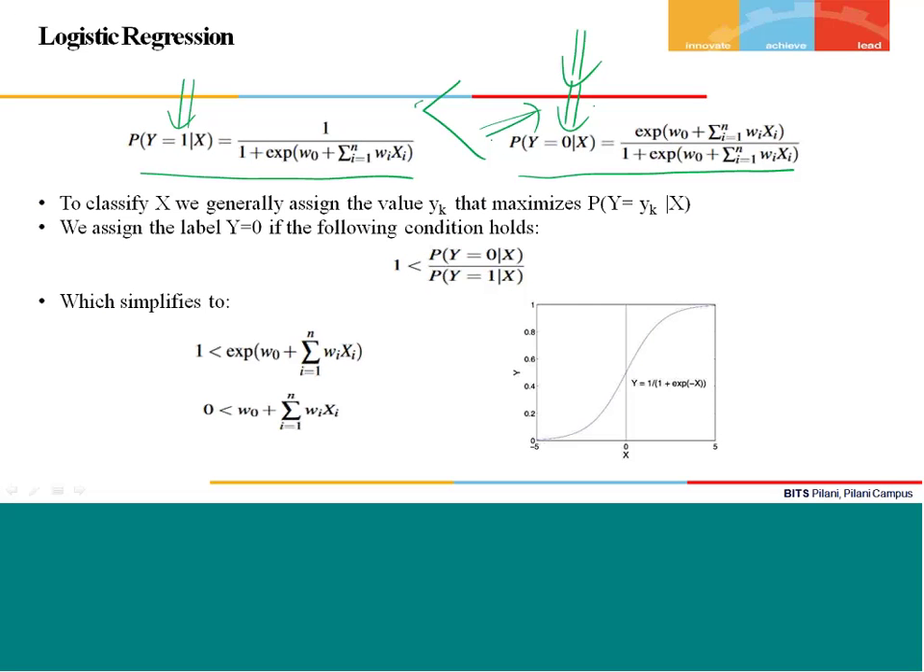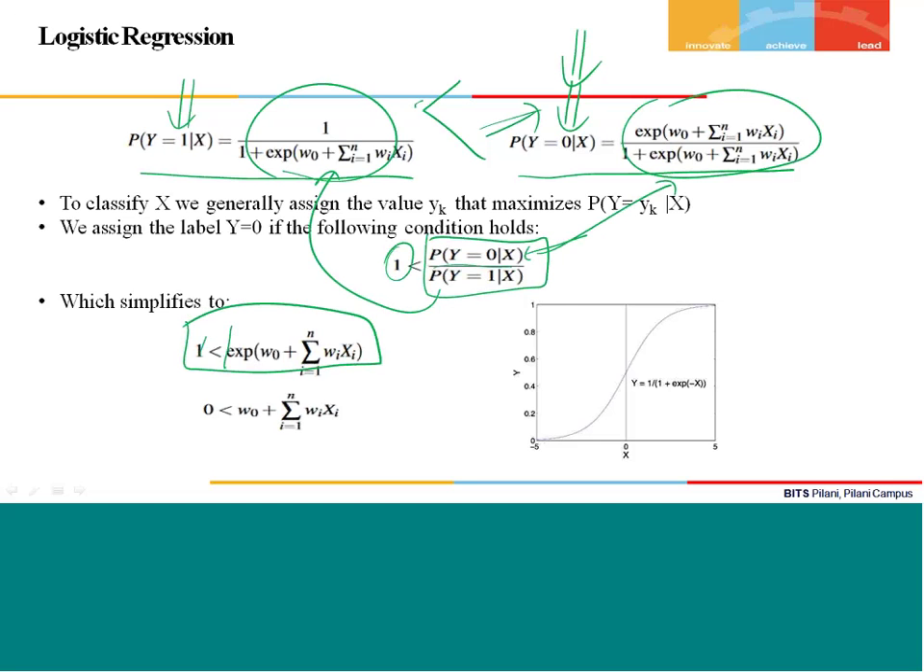Because this is greater, when I divide some greater number by some smaller number, I will definitely get a number greater than 1. So when I divide this expression, for y equals 0, by this expression, for y equals 1, I get this equation. It is greater than 1, so I take the log of this, log of 1 equals 0, and the log of the exponential is this term. If we simplify all these terms, we are saying that if this term is greater than 0, then I will assign my input the label y equals 0.